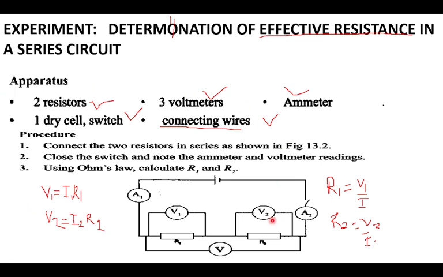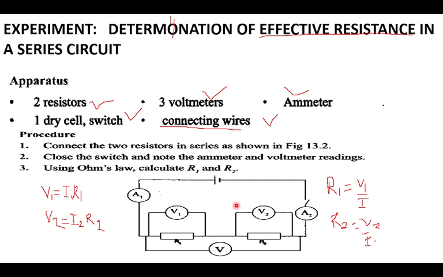So we have 2 ammeters. We have ammeter A1 and the ammeter A2. And we have voltmeter V1 and the voltmeter V2, as well as this voltmeter here. So we have 3 voltmeters and the 2 ammeters. So upon closing the switch there, look at the readings on the meters which we have.